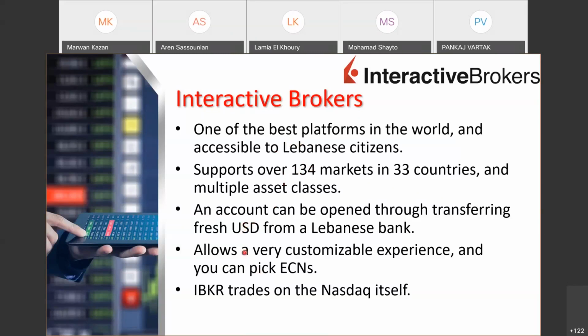And it's very customizable. It's sophisticated. It's not your very simple platform, but you get to learn and you can pick your own ECNs. This is something that Marwan will actually be explaining, he's more familiar with it. And IBKR, Interactive Brokers itself, is a stock that's traded on NASDAQ, which is sort of cool.